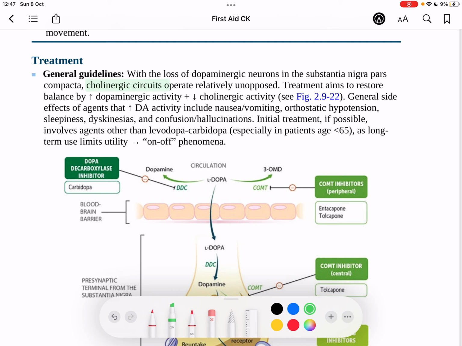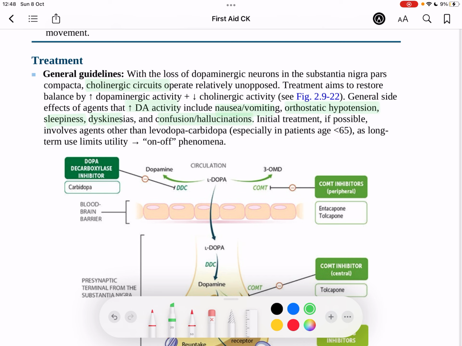Okay? One thing that you should keep in mind when a patient is on medications for Parkinson's disease is that they're going to have an increase in dopaminergic activity. So you've got to know the side effects of doing something like that. The side effects of high dopamine activity are things like nausea and vomiting, orthostatic hypotension, sleepiness, dyskinesia, confusion and hallucinations. So look out for that in these patients.